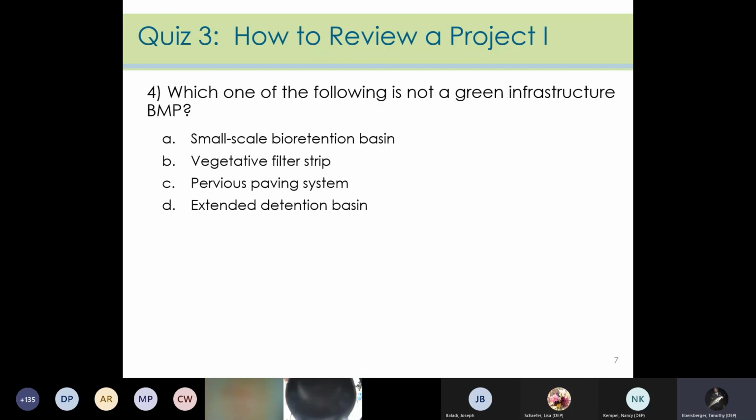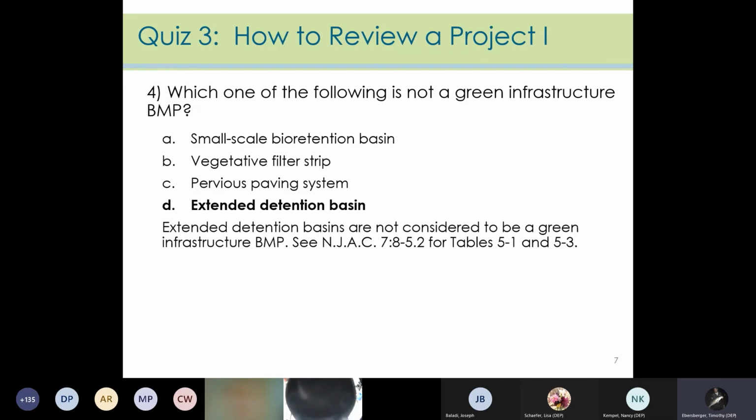Okay, so first question, which one of the following is not a green infrastructure BMP? The answer to that is D, extended detention basin. Extended detention basins are not considered to be green infrastructure BMPs, and you can check out the tables at 7:8-5.2 to see which ones are considered green infrastructure. And Lisa, do you have a percentage on that? 77 got it right. Very good.